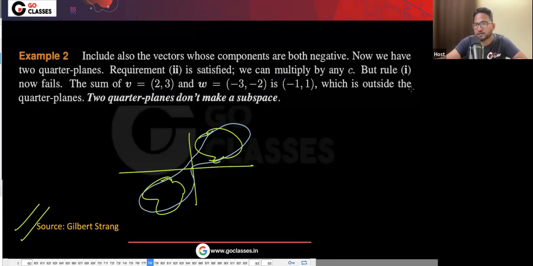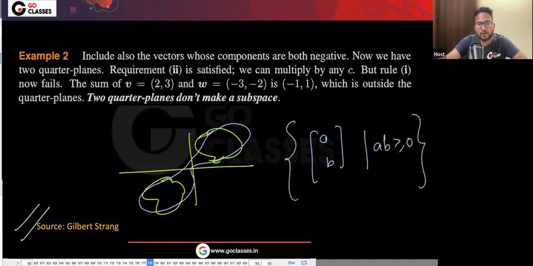I think we have seen this. Do you remember the example of AB greater than or equal to zero? They're talking about this only. Either both are positive or both are negative. This is also not a subspace. This also doesn't make a vector space or a subspace.